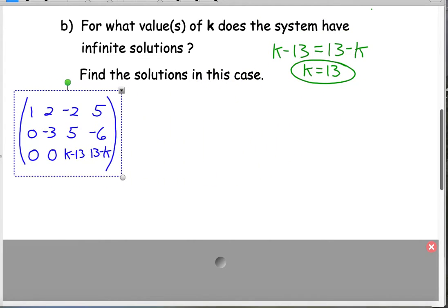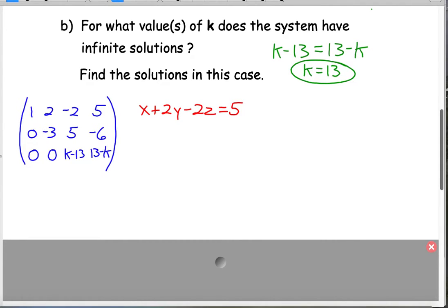Okay, so if k is equal to 13, then our system is going to become x plus 2y minus 2z is equal to 5, and negative 3y plus 5z equals negative 6. So if you remember how we dealt with this, we'll say let, and I could pick any variable actually, but the standard convention in textbooks is to use the last variable, z in this case. So let's let z equal t, that's our parameter.